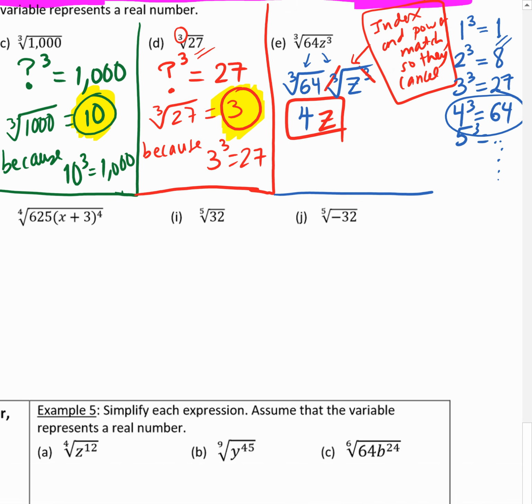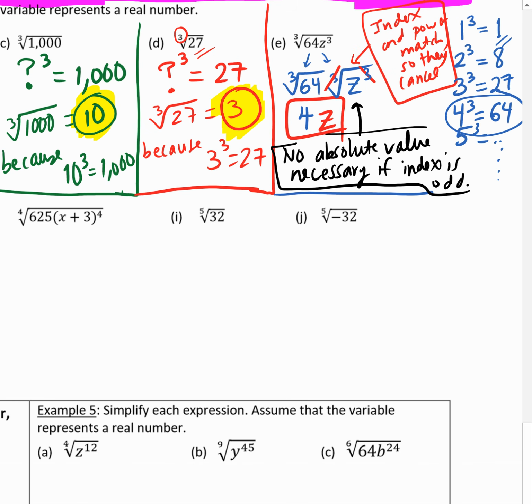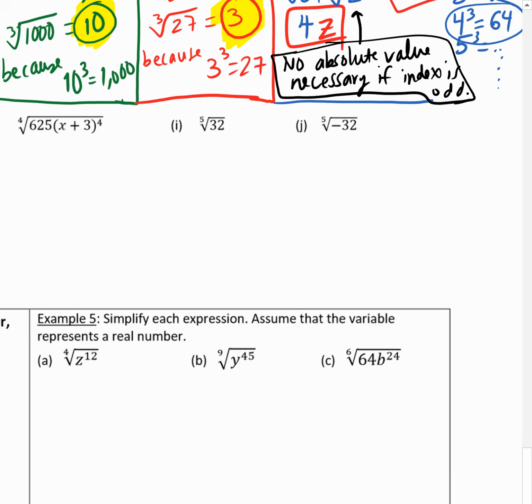We'll write that out more explicitly soon, but it's good to keep in mind: no absolute value necessary if the index is odd. It's only an even index, like a square root, that's an invisible index of 2. But an odd index like 3 here, we don't have to have an absolute value, thank God.